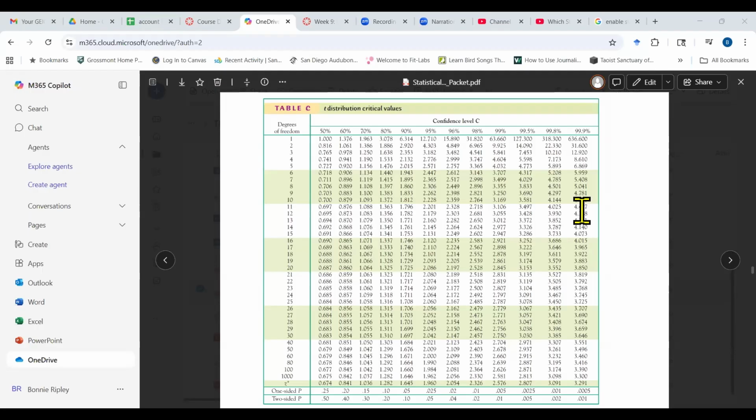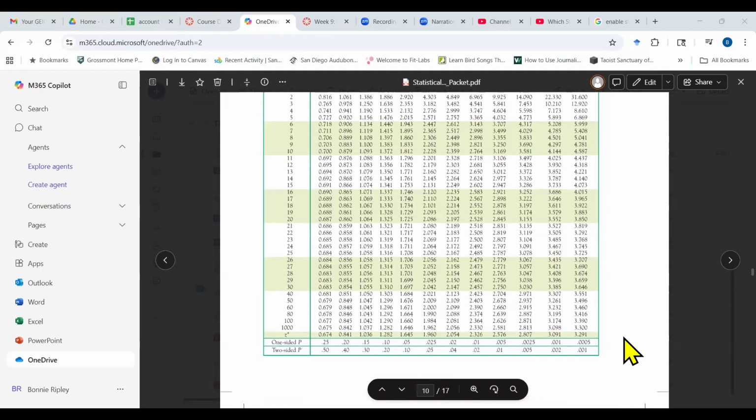All right, to find the p-value, we're going to go down to the bottom of the table. Over here we can see one-sided p, two-sided p. How we wrote our alternate hypothesis is going to tell us if we want a one-sided p-value or a two-sided p-value. We used a less than; it would be the same if we used a greater than sign.